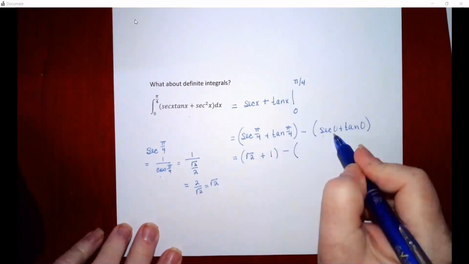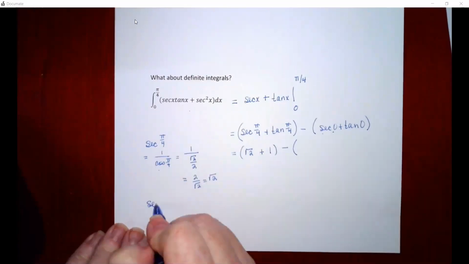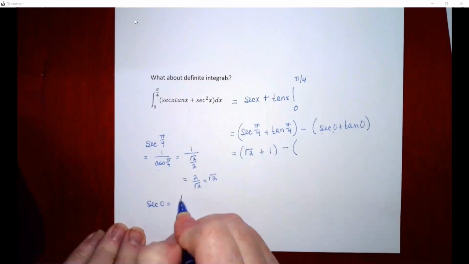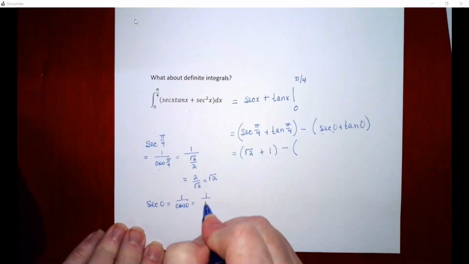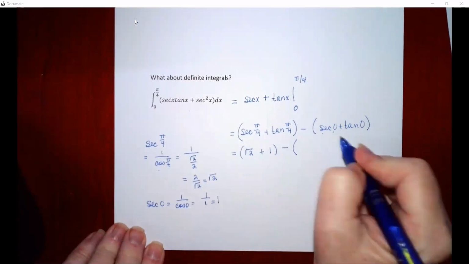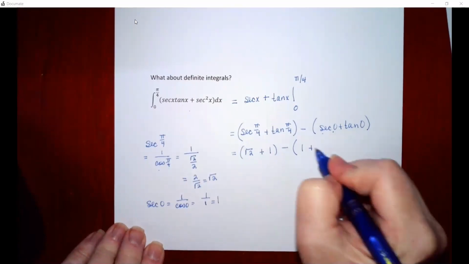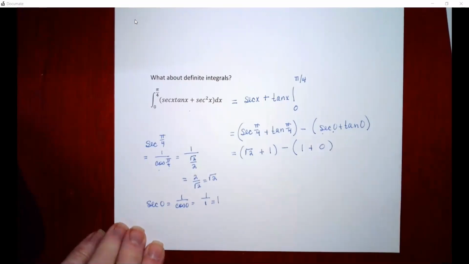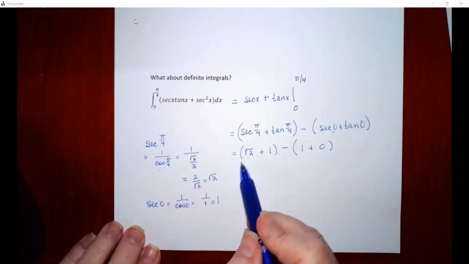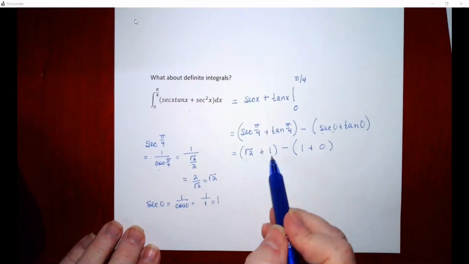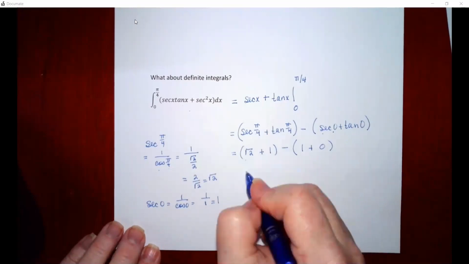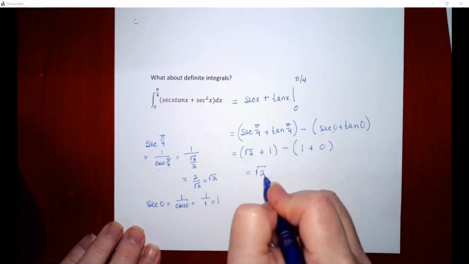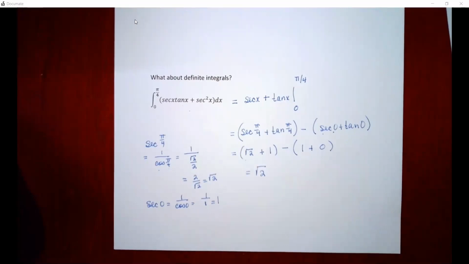Secant of 0 is 1 over the cosine of 0, and the cosine of 0 is 1. So secant of 0 is 1, and tangent of 0 is 0. So we end up with the square root of 2 plus 1 minus 1, which is the square root of 2. And you will need to be practicing to find exact answers for those.